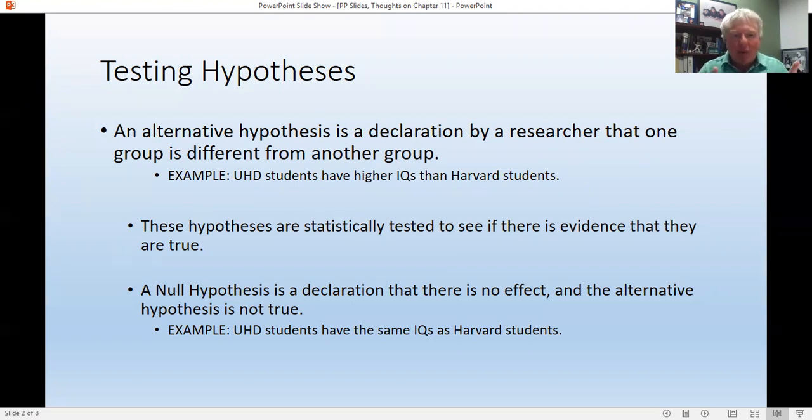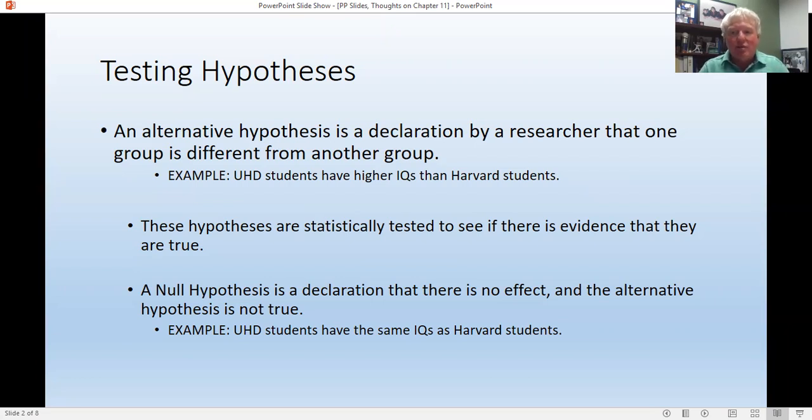Okay, start out with a couple of definitions. One, an alternative hypothesis. That's a declaration by a researcher that one group is different from another, and it's usually due to some variable. Okay, so an example is that UHD students have higher IQs than Harvard students. That would be an alternative hypothesis.